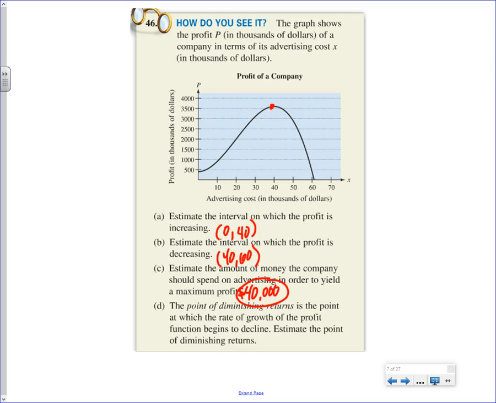Now, letter D: the point of diminishing returns is the point at which the rate of growth of the profit function begins to decline. Estimate the point of diminishing returns.